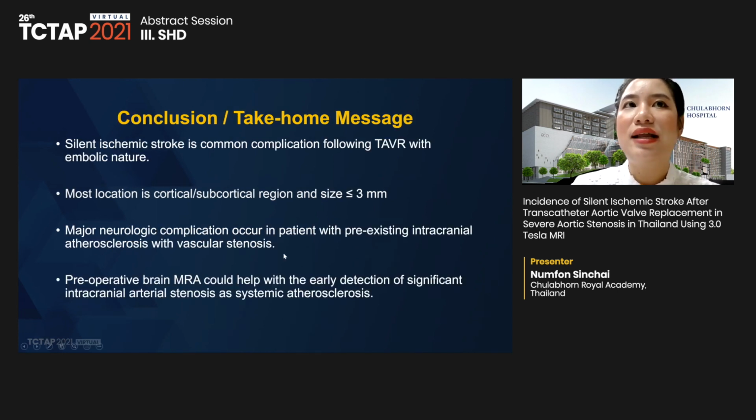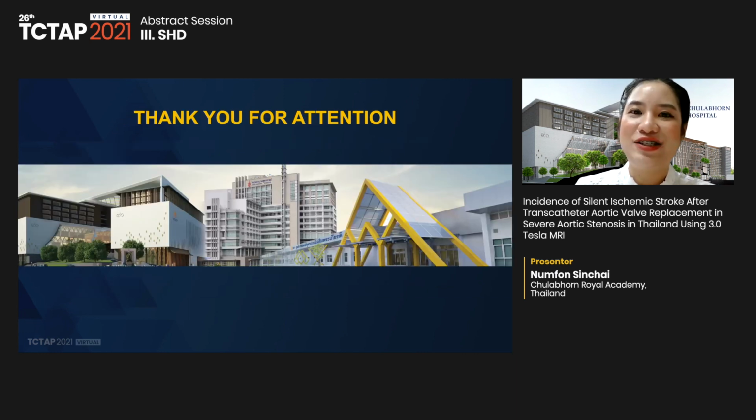To summarize, silent ischemic stroke is a common complication following TAVI, with embolic nature. The most common location is the cortical-subcortical region and size is less than 3 millimeters. Major neurologic complications occur in patients with pre-existing intracranial atherosclerosis with vascular stenosis. So pre-operative brain MRA could help with early detection of significant arterial stenosis, as it is a systemic atherosclerosis. Thank you for your attention.